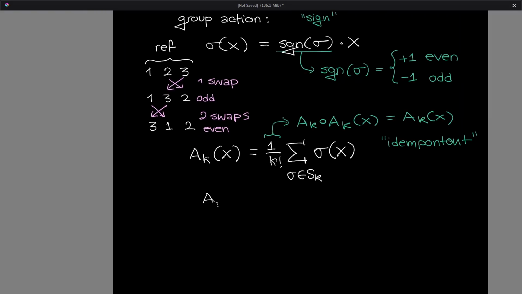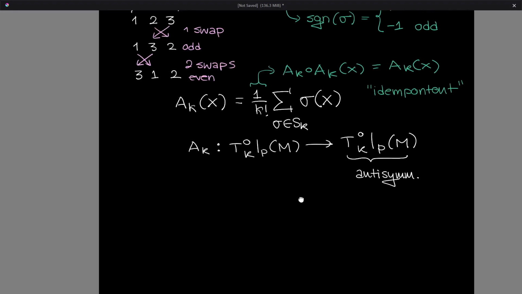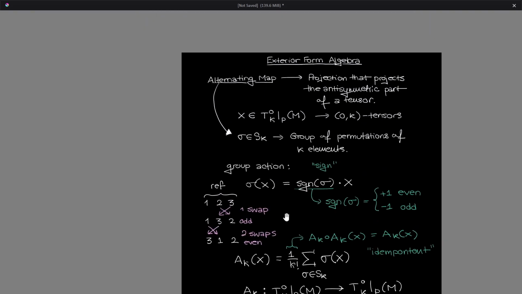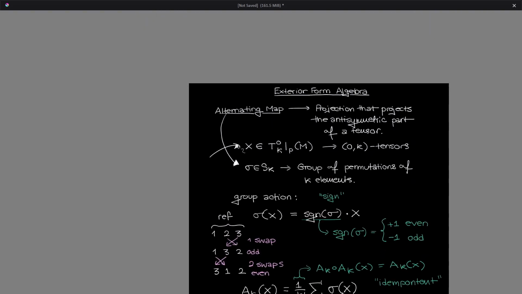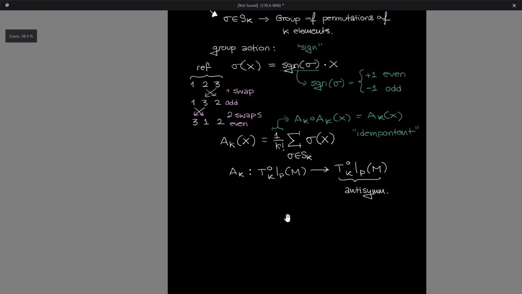So AK is something that goes from T0K P on X, on M, and arrives at a different one, but these are antisymmetric. This is the antisymmetric subset of that. So this is how we take any old 0k tensor, so our k covariant tensor, and turn it into an antisymmetric one.